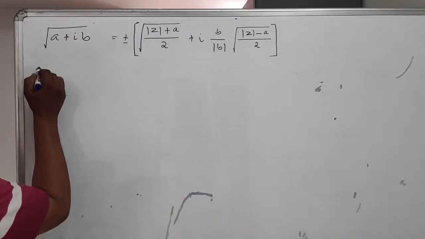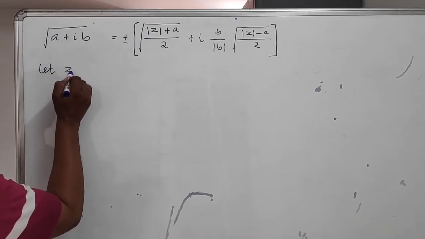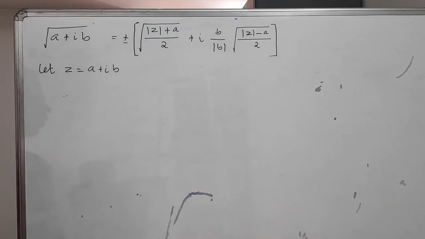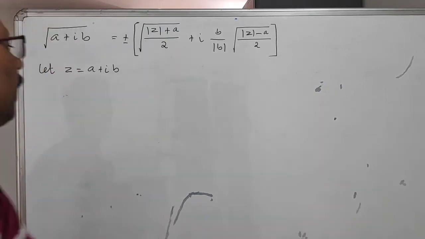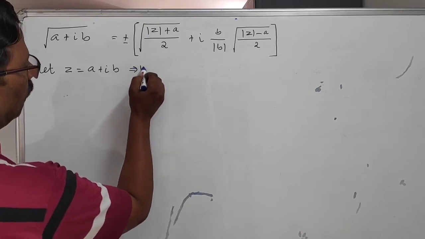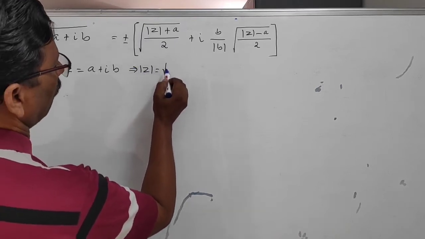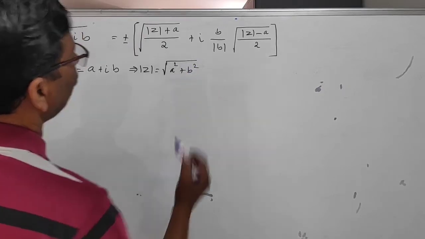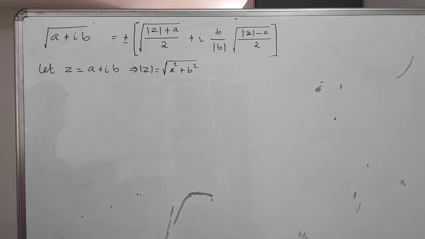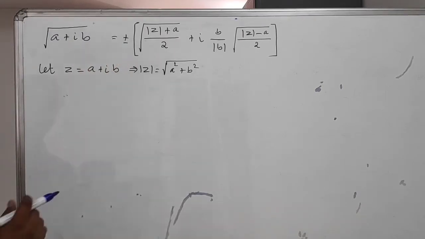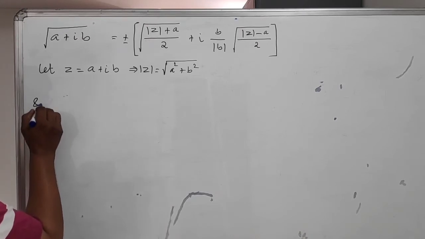For that, first let z is equal to a plus ib. Then find its modulus value. This implies modulus z is equal to root of a square plus b square. Now consider this z is equal to a plus ib.